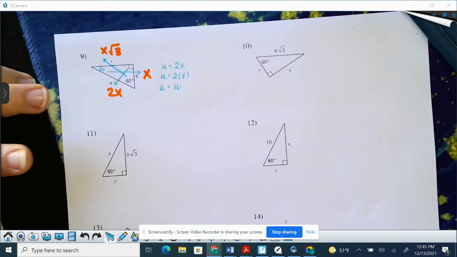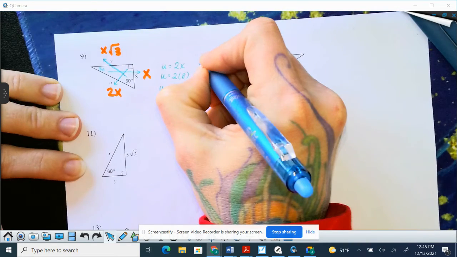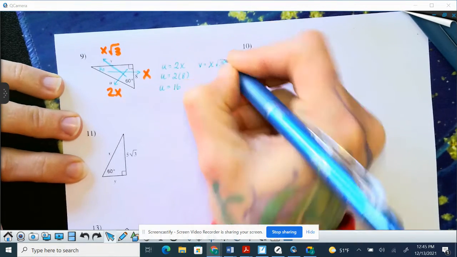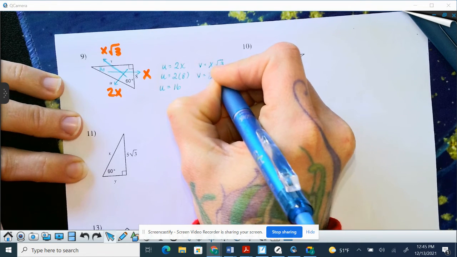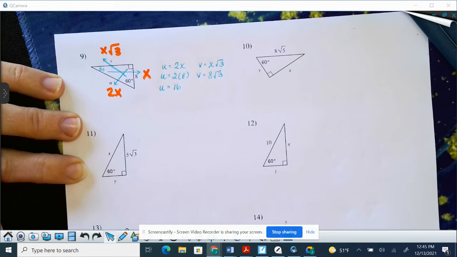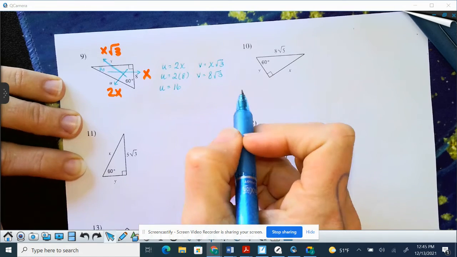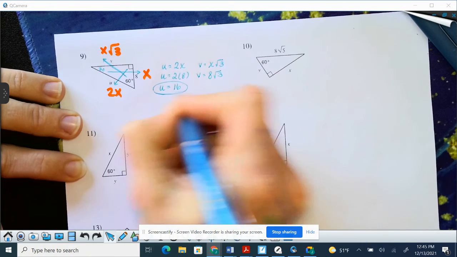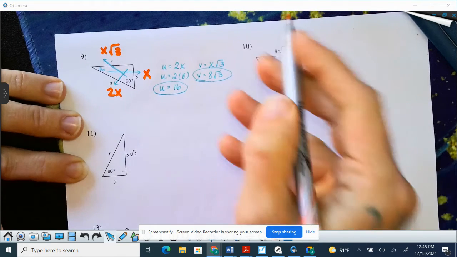And then from there, we can go up to our other side where it's x square roots of 3. So we know that v equals x square roots of 3. And we know that our x is equal to 8. So v equals 8 square roots of 3. And none of those can be reduced in any form or fashion. We can't make square root of 3 any neater. So our answer is u is equal to 16 and v is equal to 8 square roots of 3.